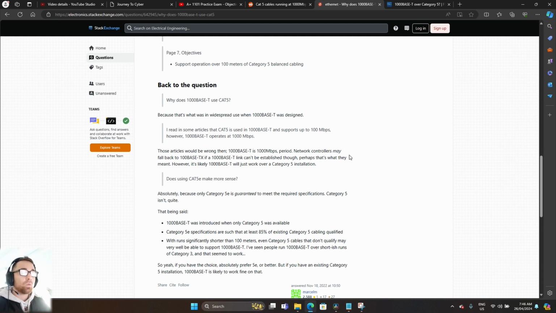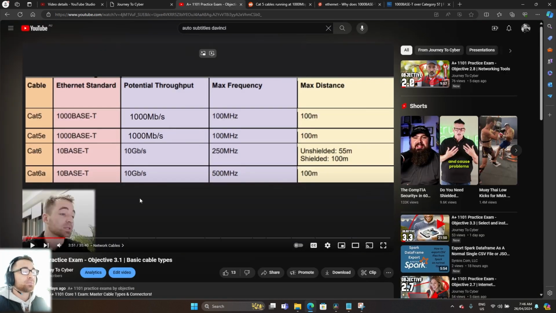So, what we're getting, guys, basically is Cat5 absolutely can operate on 1000 base T. It does have a potential throughput. It can reach 1000 megabits per second. Cat5e, however, is confirmed to do that officially. So Cat5 has that potential throughput. It can do it 100%. It can run and has been shown to run on the 1000 base T Ethernet standard.